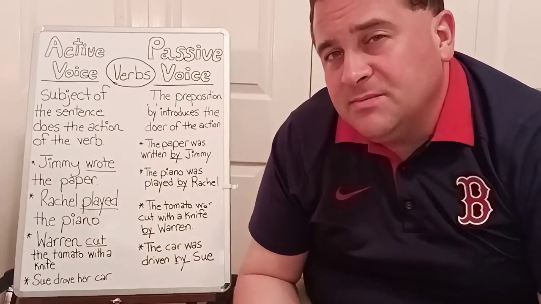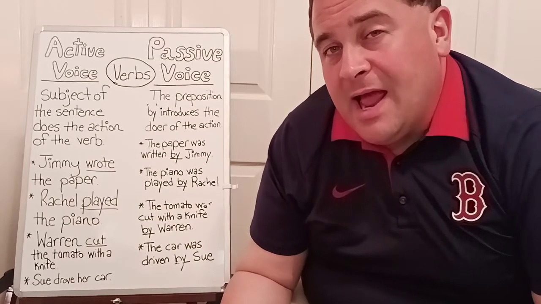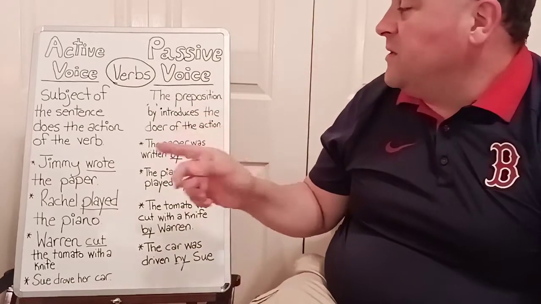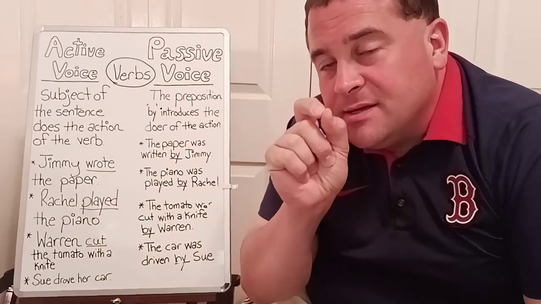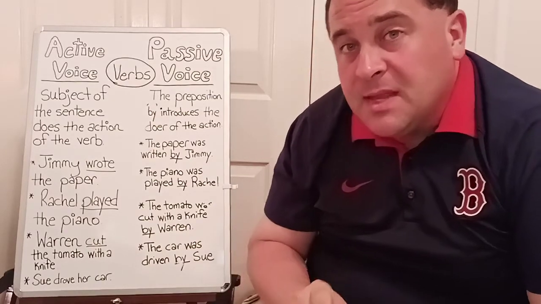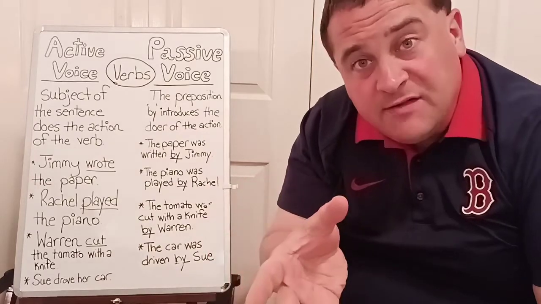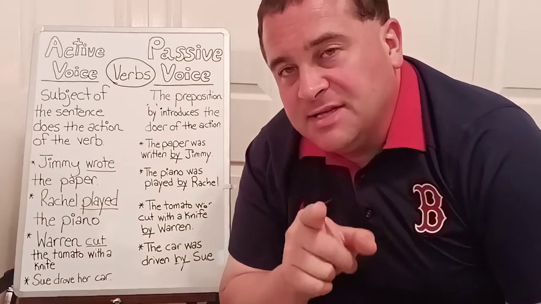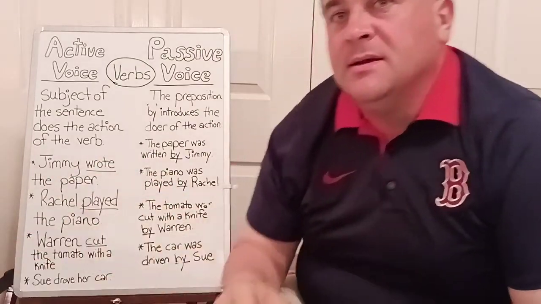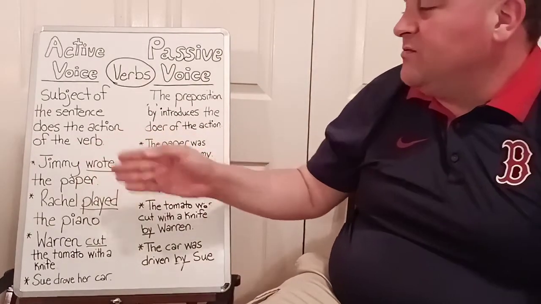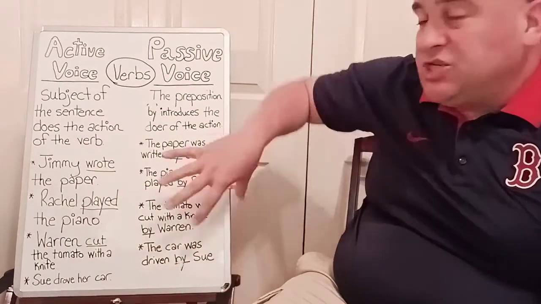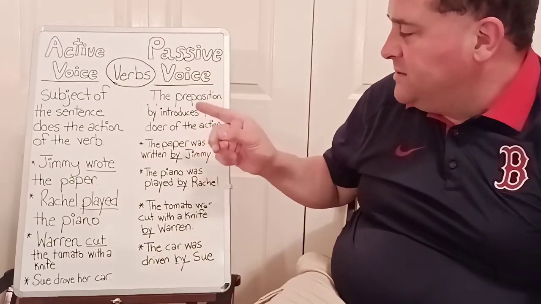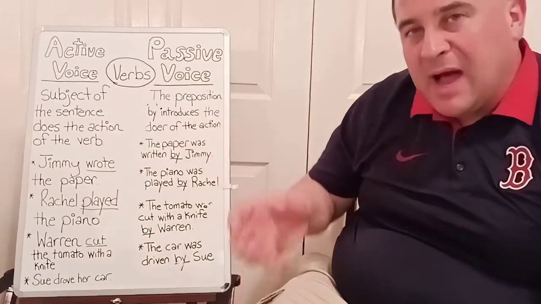Now, we take these simple sentences that are in active voice and we change them to passive voice when we focus on adding in the preposition by to the sentence. It's going to change the order of the sentence because it introduces the doer of the action at the end of the sentence. So we'll have by and the name. So for example, when I said Jimmy wrote the paper in active voice, the way to change this sentence and turn it into a passive voice sentence is by writing the paper was written by Jimmy.